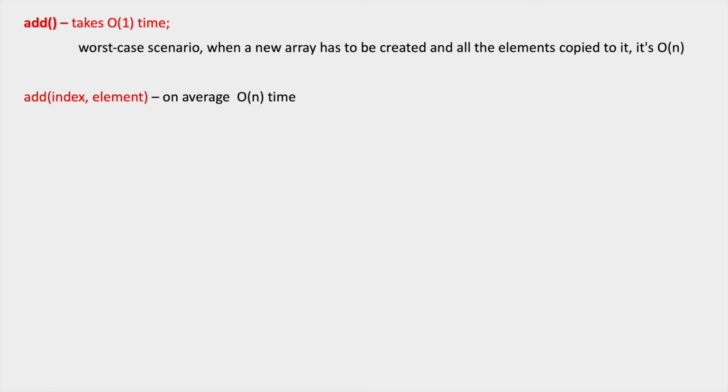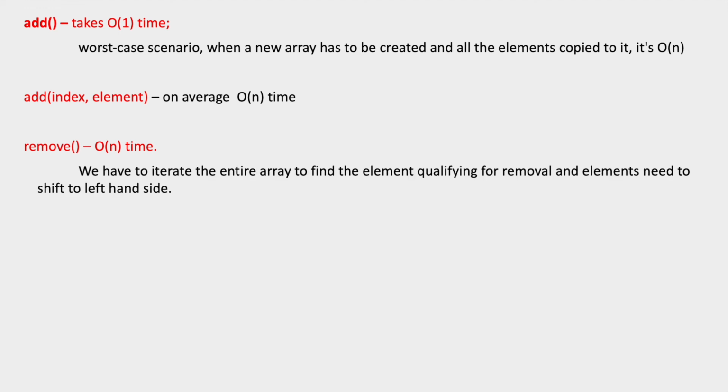Next, add of index comma element. This method also takes order of n time on average. That is, if you add an element in between the array list, all the elements from that position need to be right shifted. That process also takes time. So the time complexity of the add of index element method is order of n on average. The remove method also takes order of n time.